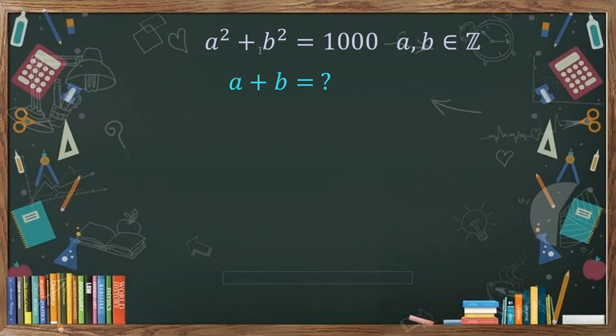A squared plus B squared equals 1000. A and B are integers. A plus B is what? We want to calculate A and B.